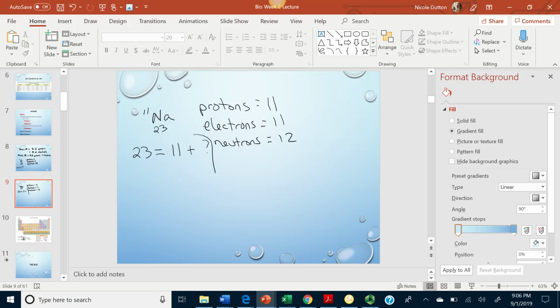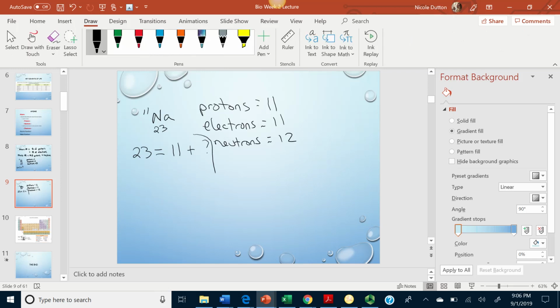So now that you get the idea of how to calculate these, now we have to actually start to draw them out. So if I want to draw an atom of sodium, I'm going to draw 11 protons, 1, 2, 3, 4, 5, 6, 7, 8, 9, 10, 11. I'm going to draw 12 neutrons, 1, 2, 3, 4, 5, 6, 7, 8, 9, 10, 11, 12, and that's my nucleus there. And then I'm going to draw 11 electrons. And the electrons are found in orbitals surrounding the nucleus.